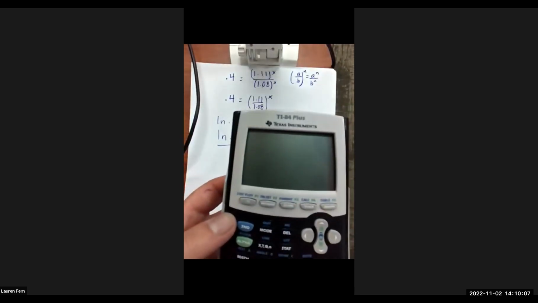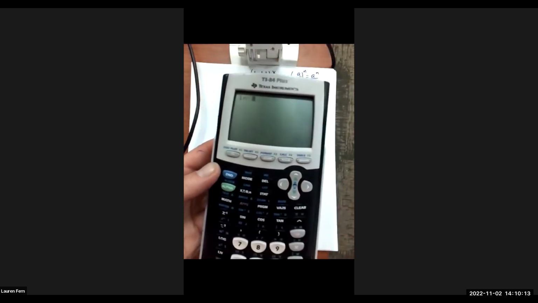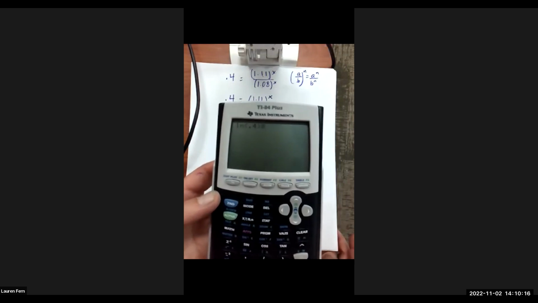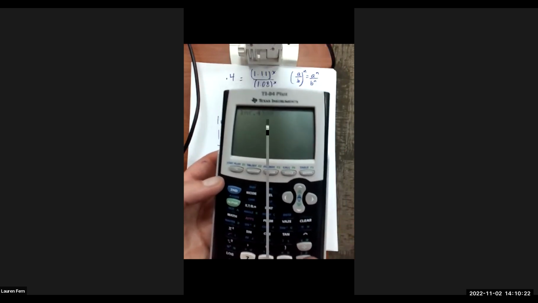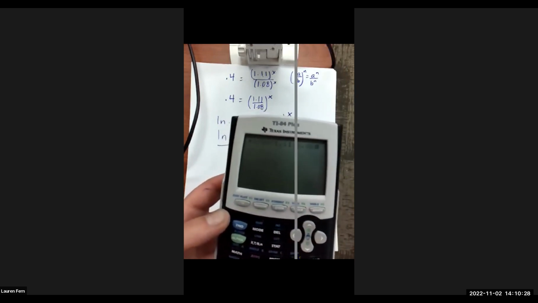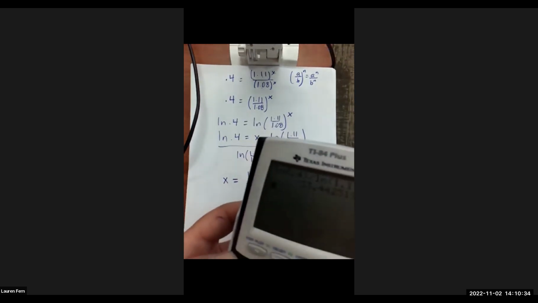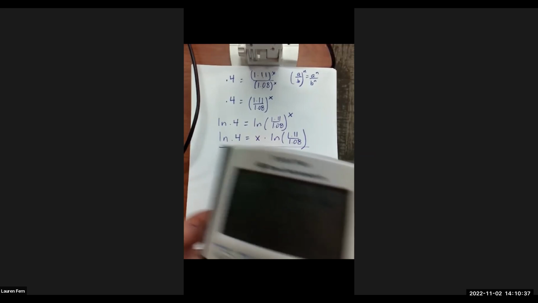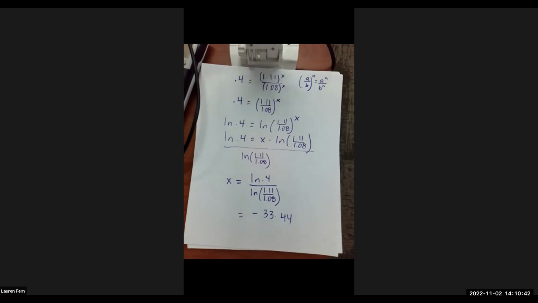Okay. See my calculator? I do too now that I put my glasses on. So I hit natural log of 0.4. I'm going to close my parenthesis. Divided by the natural log. I'm going to do 1.11 divided by 1.08 and close that parenthesis. And shazam, we get negative 33.44. What a cute little answer. Y'all with me here?